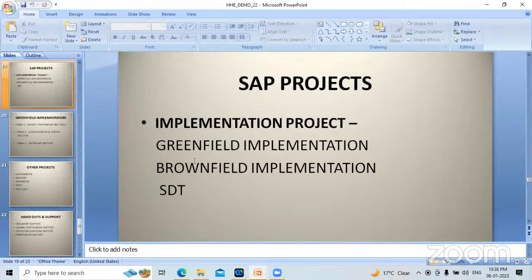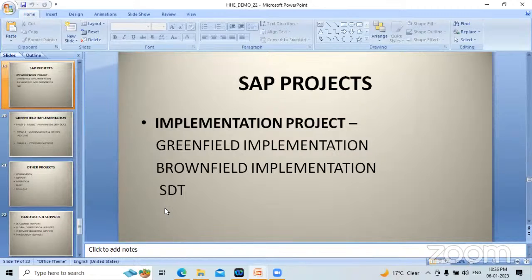So there are three types of implementation. Greenfield, where SAP does not exist. Let's say Tata Motors, they were not having SAP. You need to start from scratch. That is called greenfield implementation. Brownfield, if the old technology, that is your ECC, is there, and they want to go for S4HANA migration, that is called brownfield. SDT means selective data transition. Any organizations that are having only Microsoft Navision or something like that.